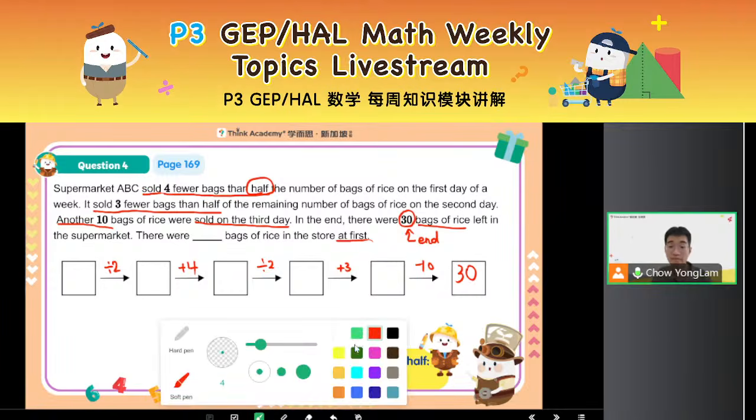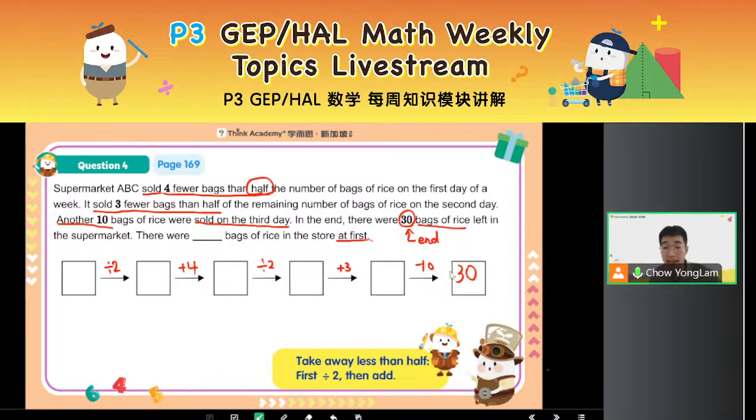And now let's proceed with the calculation part. Okay, we are ending with 30. We move back to the start. So remember, keep the number, reverse the sign. Minus, reverse it, becomes plus. 30 plus 10, 40. 40, is it plus 3? A lot of people will fall into the trap here, right? Is it a plus 3? No, it's a minus 3, right? 40 minus 3 is 37.